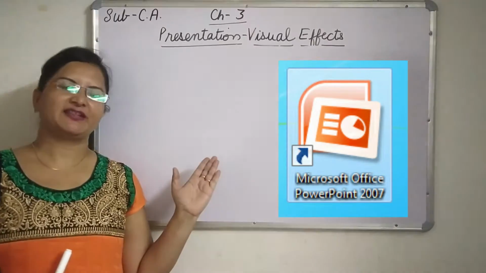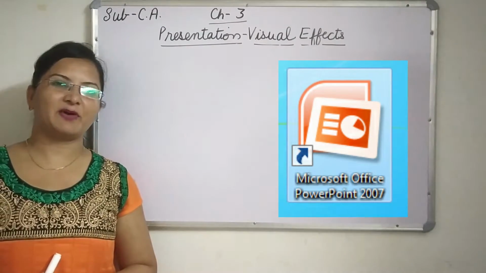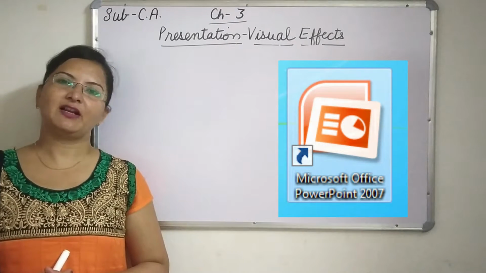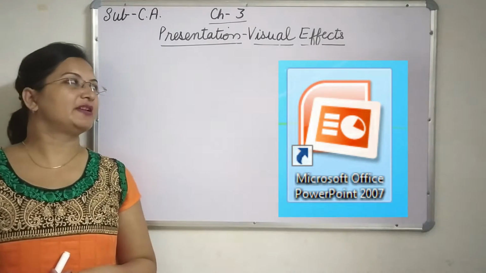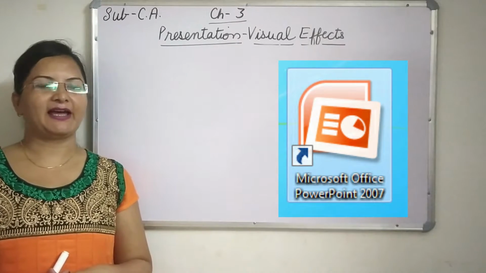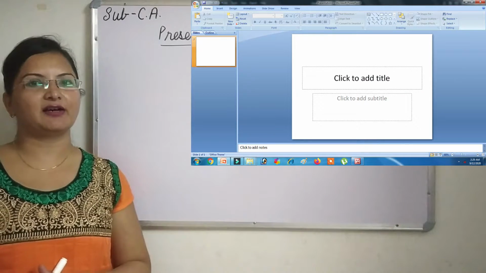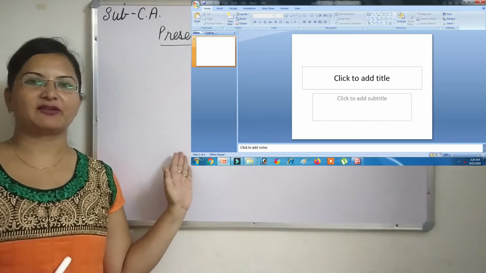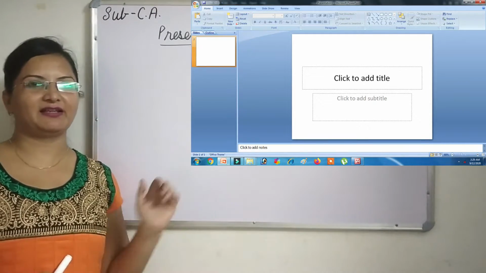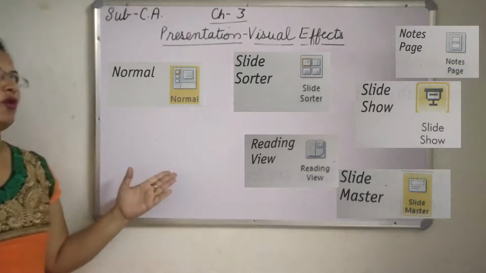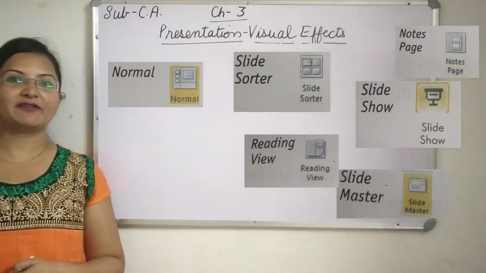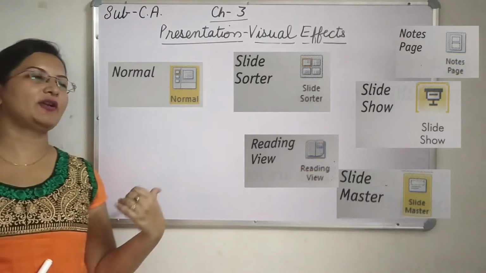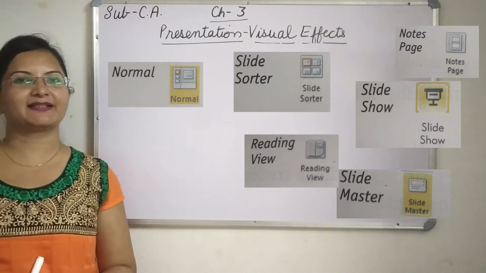This picture shows the icon of Microsoft PowerPoint. When you click on this icon, Microsoft PowerPoint will open. When we double click on this icon, this is the screen that appears. When you open the window, this is the software, Microsoft PowerPoint, in which you can create a presentation. These are all the different views in which we can view our slides. When you click on any of the views, you will be able to see the slide in that particular view.